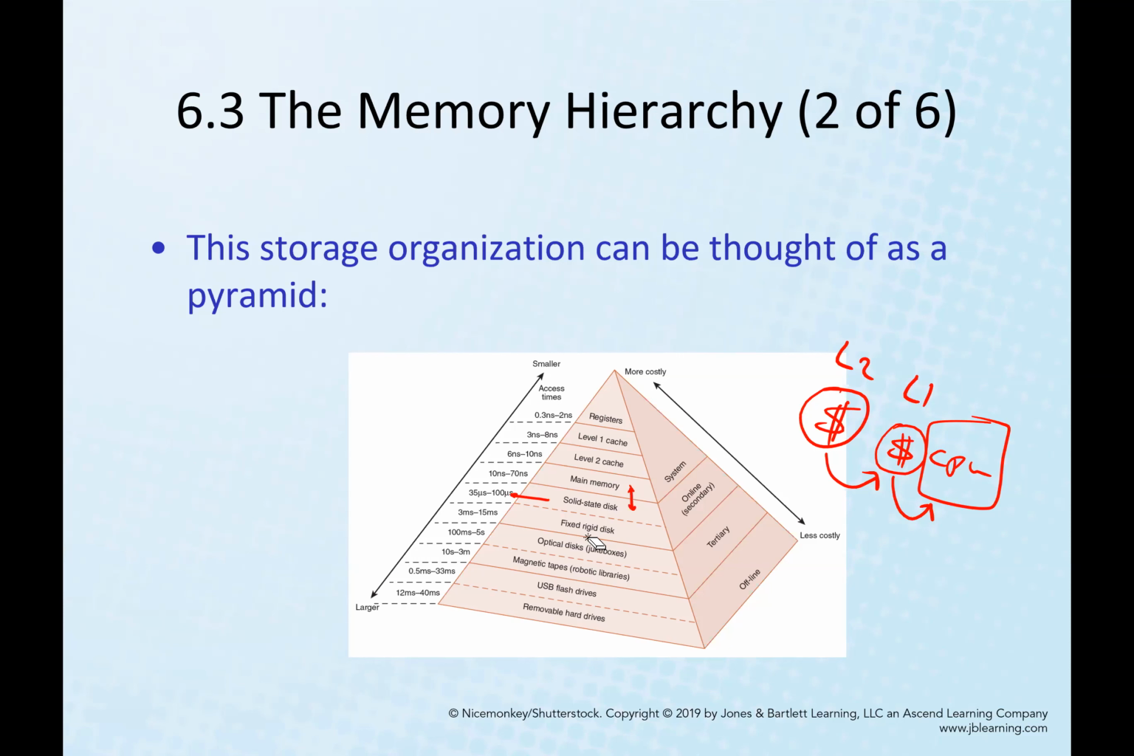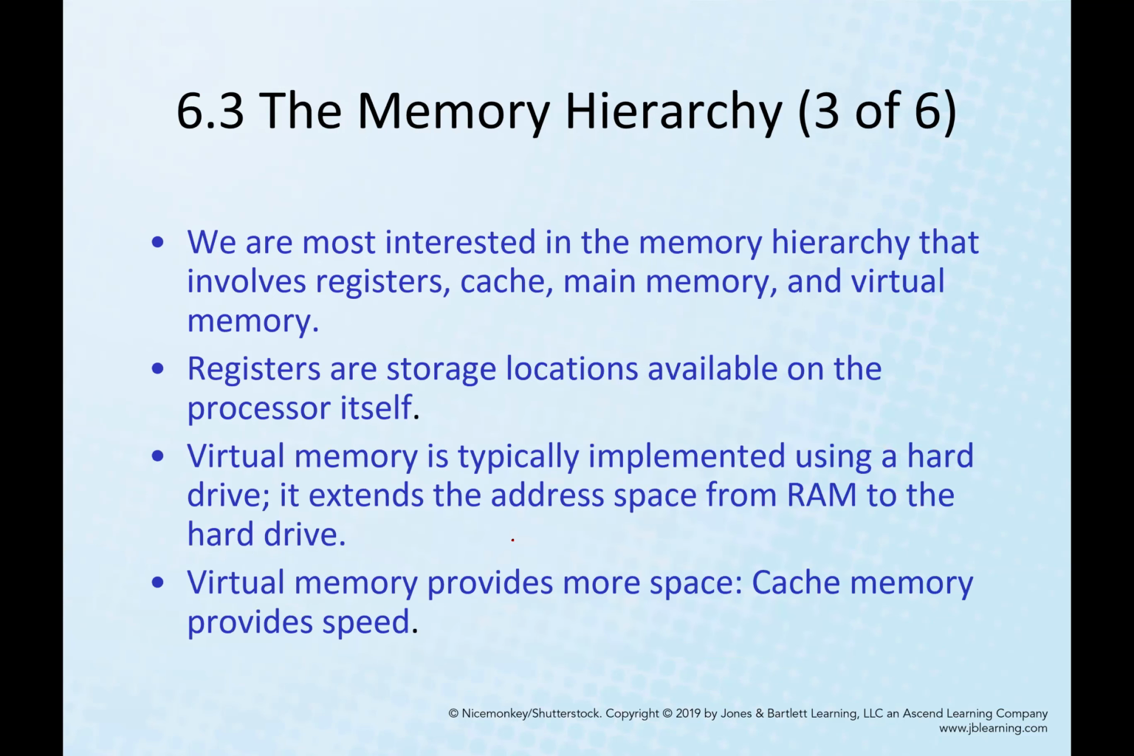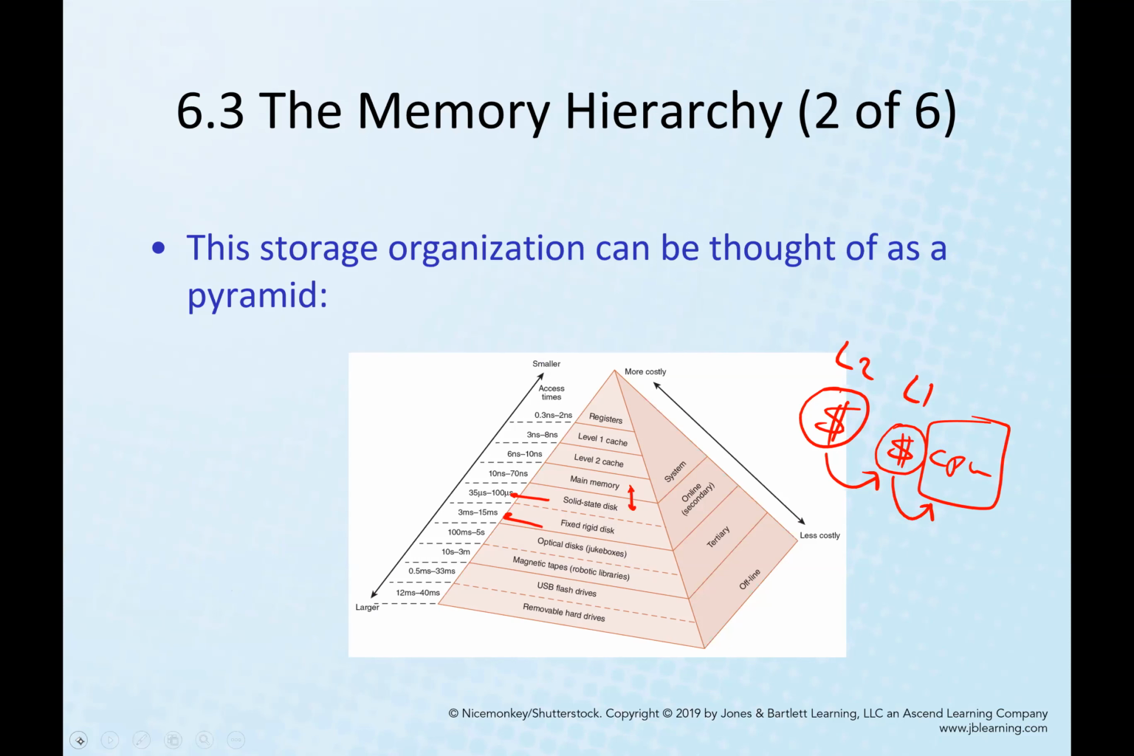At the other levels, we have a fixed rigid disk, and slower than disk, we have optical disk, DVD, CD, and slower than optical disk, we have magnetic tapes, and in the last levels we have USB flash drive, and a removable hard drive. So you see that USB flash drives and removable portable hard drives are the slowest memories.